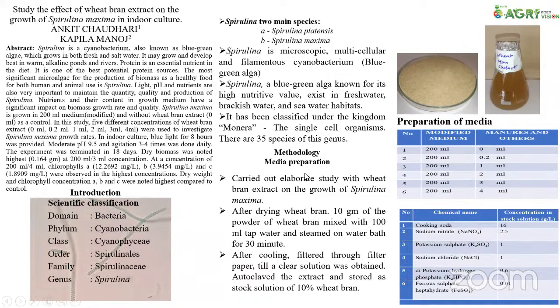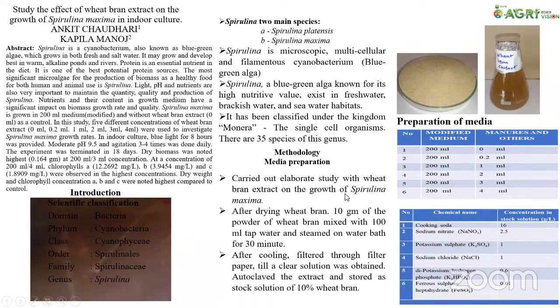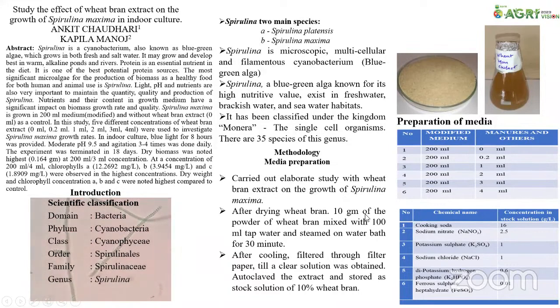Methodology. Media preparation: we carried out an elaborate study with wheat bran extract on the growth of Spirulina maxima. After drying wheat bran, 10 gram of the wheat bran powder was mixed with 100 ml tap water and steamed on a water bath for 30 minutes. After cooling, filter through filter paper till a clear solution is obtained. Autoclave the extract and store as a stock solution of 10% wheat bran. See the image of wheat bran and wheat bran extract.